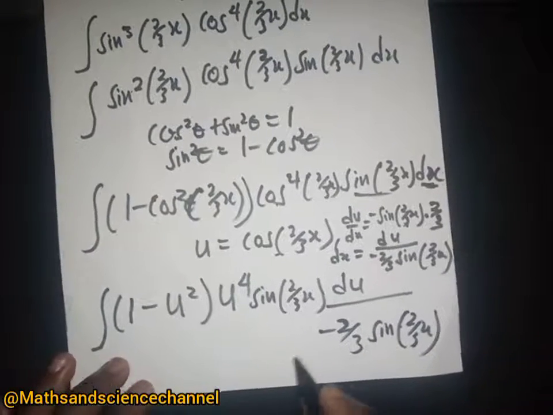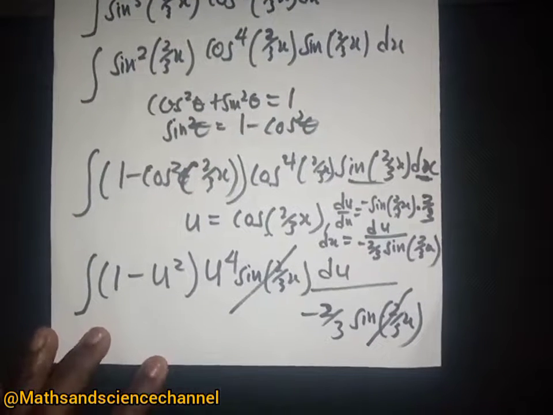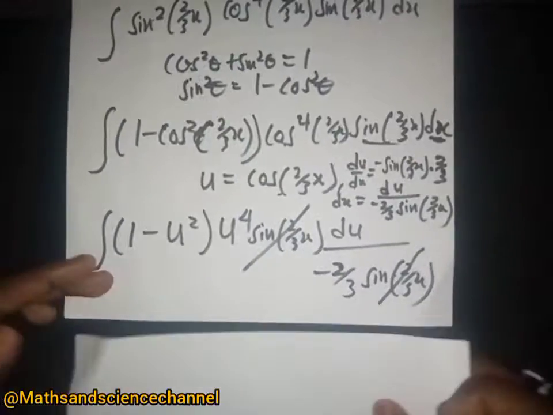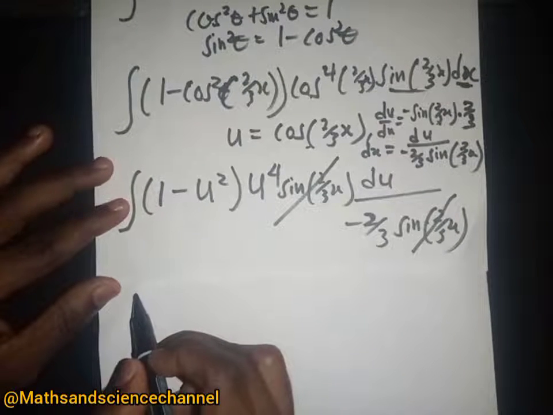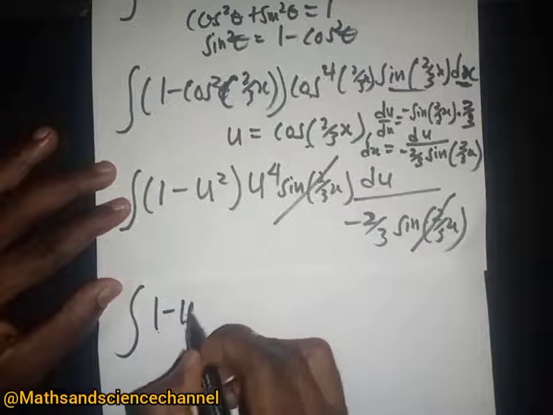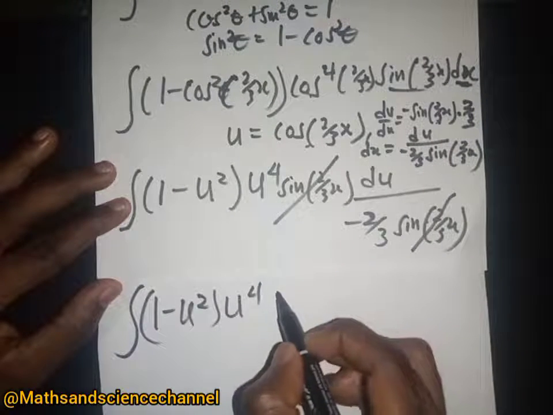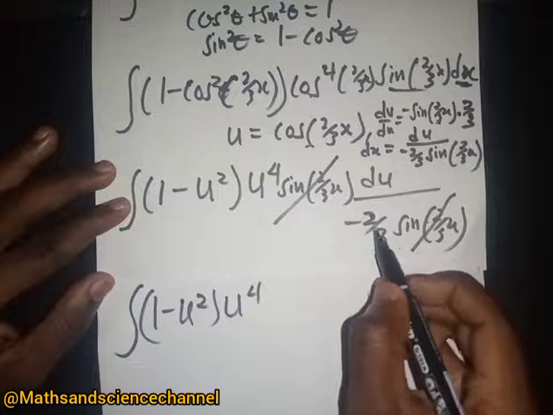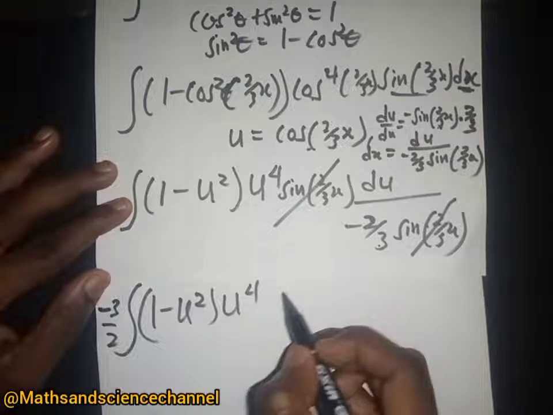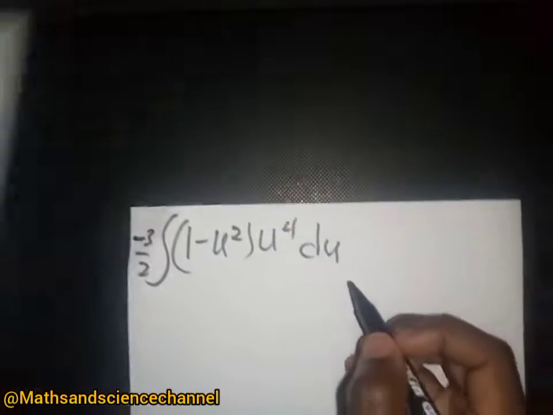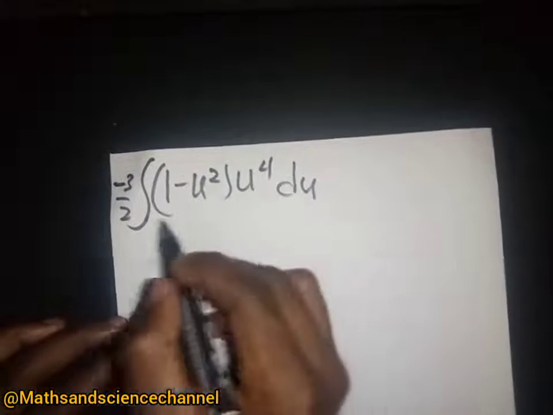Now you realize that sine will cancel sine, and therefore we can have the integral of 1 minus u squared multiplied by u to the power 4. But remember we have negative 2/3 at the denominator, so when we bring it up we just have negative 3/2, with respect to u. Now what we are going to do is integrate with respect to u. So let's do the integral.